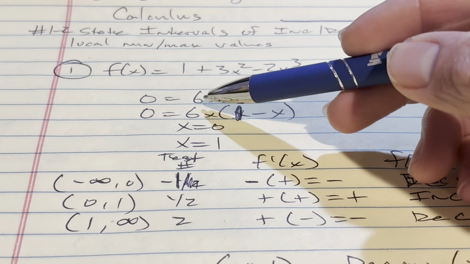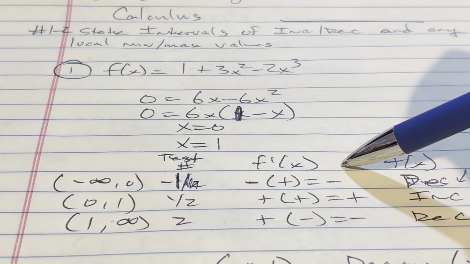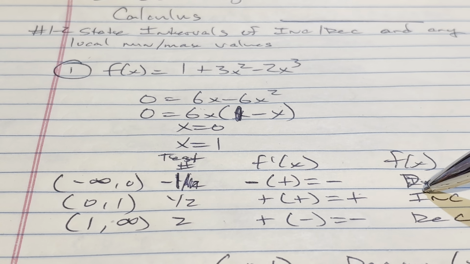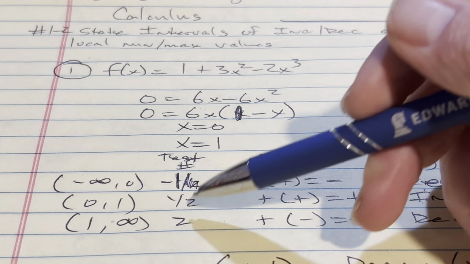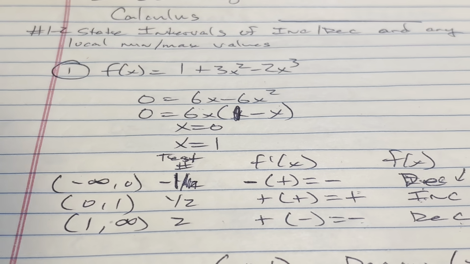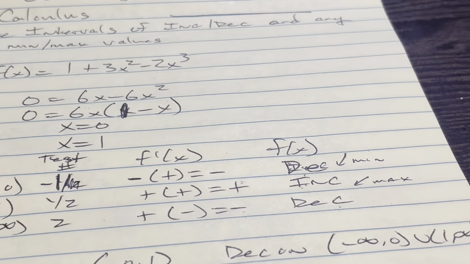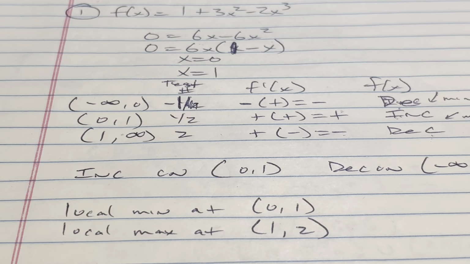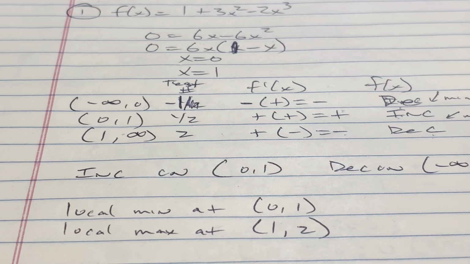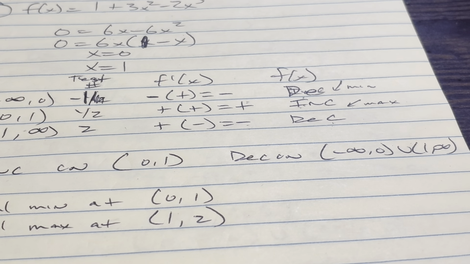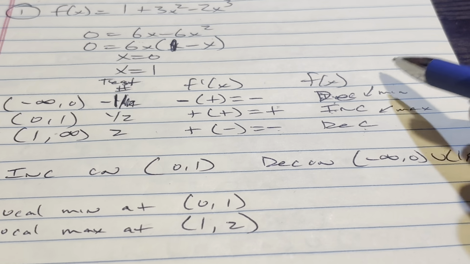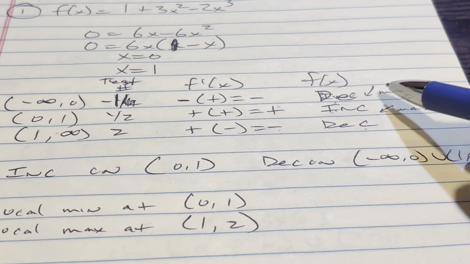If I plug -1 in here, I get a negative times a positive, which is a negative, so I'm decreasing. If I plug in 1/2, I get a positive times a positive, which is positive, so it's increasing. And if I plug in 2, I get a positive times a negative, which is decreasing. If I go from decreasing to increasing, I have a min. If I go from increasing to decreasing, I have a max. So it is increasing on 0 to 1, and decreasing on negative infinity to 0, union 1 to infinity. That's why we set up the table, because then we have the answers. We can see where a min and a max are.